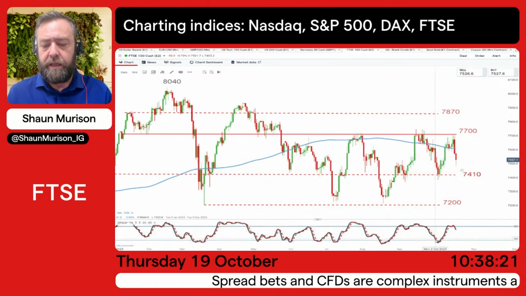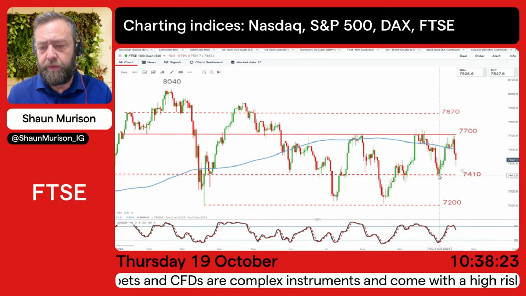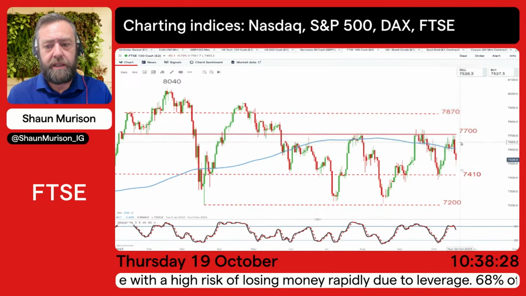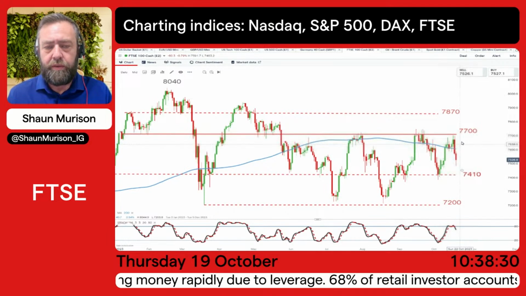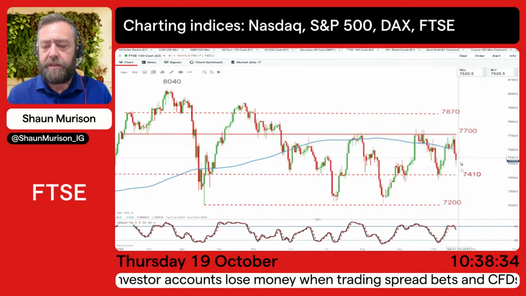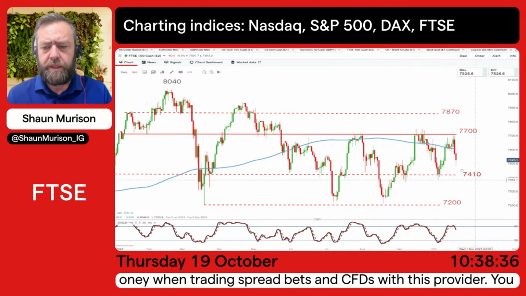This one was supported by a move out of oversold territory, and we've had a rally up to the top, just short of or around that 7,700 mark. Then we've had this bearish engulfing, so a reversal off that level, quite a sharp reversal, and that's targeting me back down to 7,410.